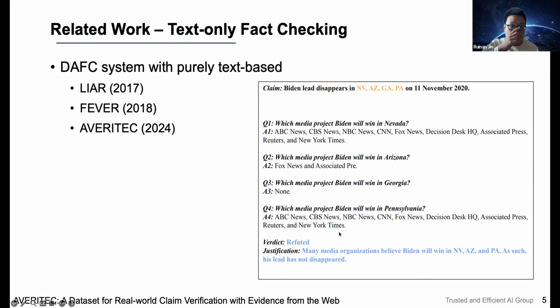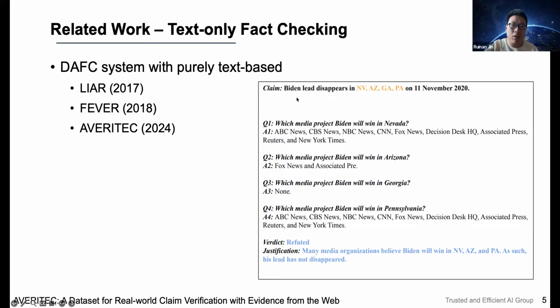And this series of work has been developed over a long period of time. They first started with text-only fact checking. And here are some of the related works from 2017 to 2024 and how they work.